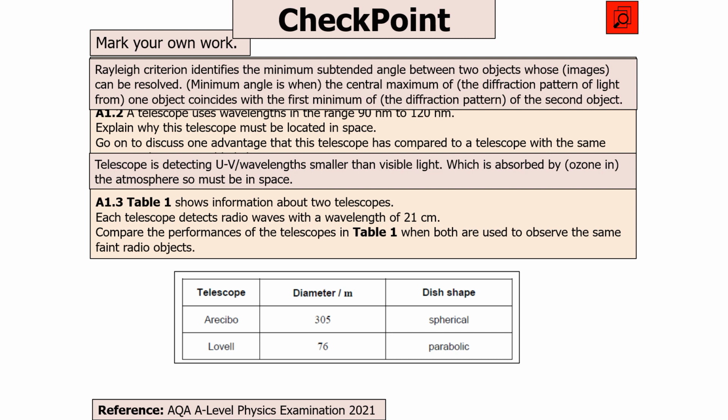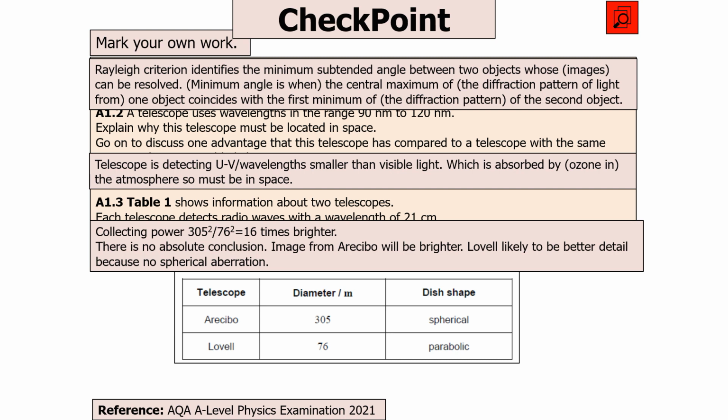Now again, how do we link in our collecting powers? It is the square of the diameters, so we ratio the two, but we ratio the squares of the diameters, so it's 305 squared over 76 squared, so it's 16 times brighter.